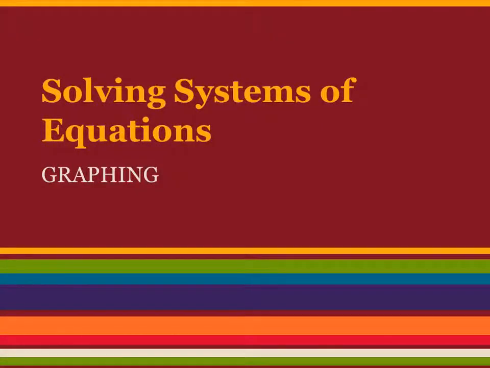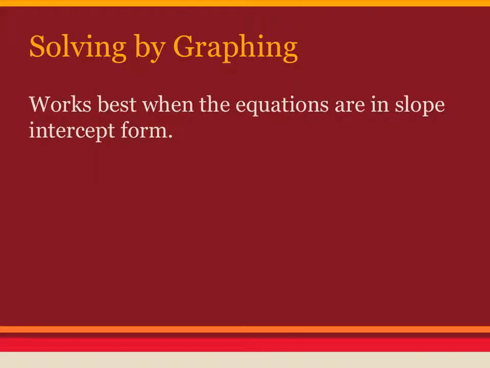All right, the last method for solving systems of equations this week that we're going to take a look at is solving by graphing. When we graph these ordered pairs, remember we want them in slope-intercept form so that we can easily put them on a graph. We can also use our calculator to help us with this when we use our calculators in class tomorrow. Solving systems of equations by graphing works best when the equations are in slope-intercept form.